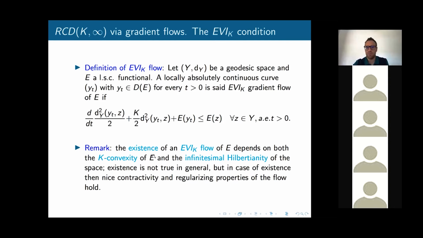And in general, the existence of an EVIK flow is not true, and is something remarkable if you have it. And once you prove the existence of an EVIK flow, then you have a lot of nice properties of the flow itself. One has nice contractivity properties and regularizing properties of the flow, which are not immediate from the definition, but they are true. A monograph dedicated to this is the book by Ambrosio-Gigli and Savaré in the ETH lecture notes, if you want to see more about that.